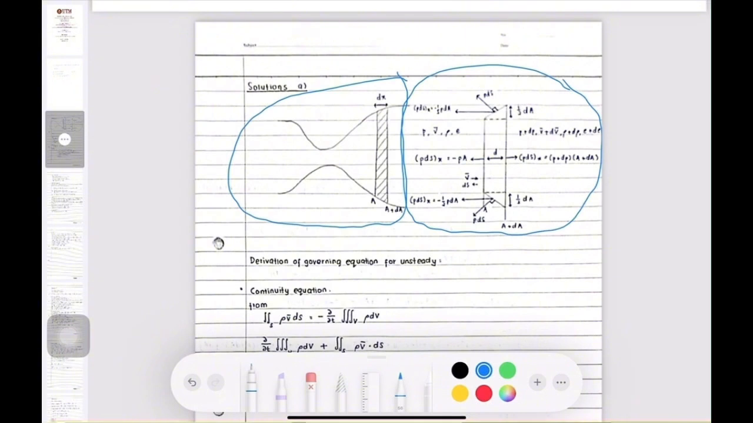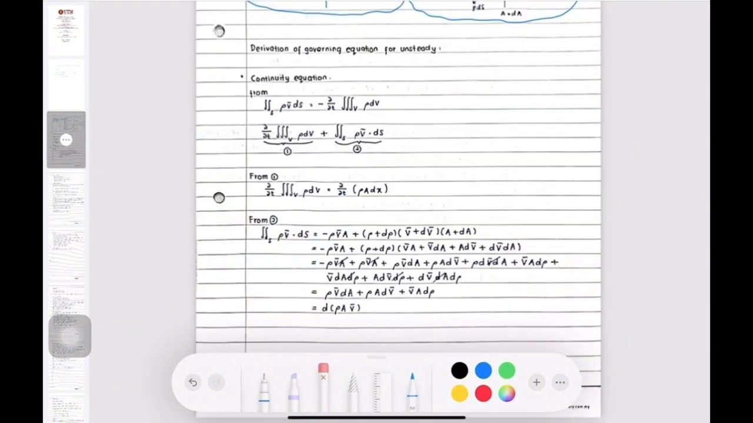Okay, so here we divide it into two sections, where this is divergent and this one is convergent. Okay, next we will go through the derivation of the governing equations for unsteady quasi one-dimensional flow through a convergent-divergent nozzle. So the first one is the continuity equation for mass conservation.